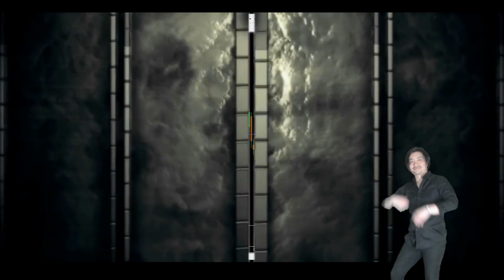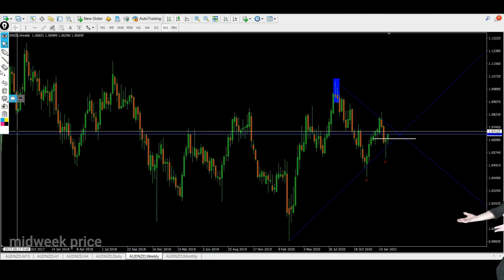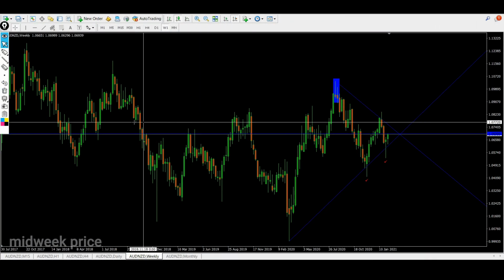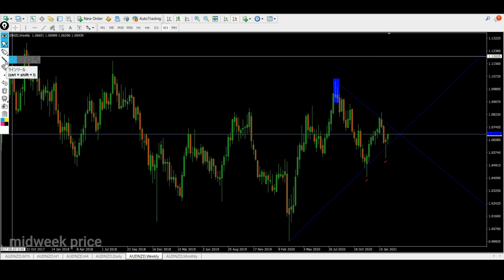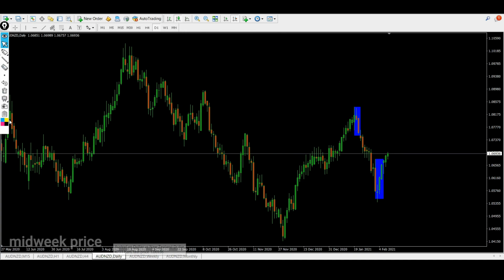Okay, so let's talk midweek price. Okay, we'll stay on this weekly chart. Okay, so this week, another long trade formed right here. Okay, which is going to give us our aggressive target to that pivot low, the stop loss low at this point. Okay, let's go down to the daily chart. The daily chart also had a long trade. And let's see on the 4-hour chart.